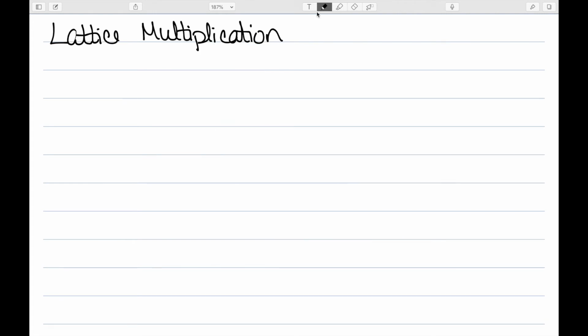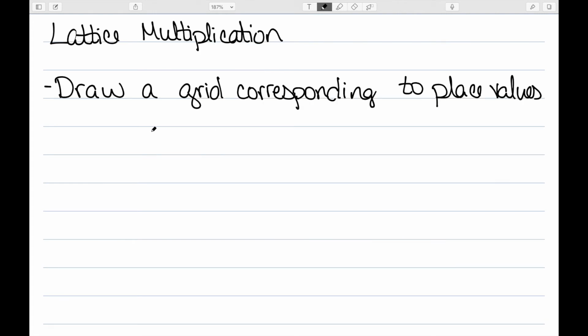Next, let's look at lattice multiplication. I'm going to start by drawing a grid corresponding to place values. So it needs the same number of columns as the number of place values in the first term, the same number of rows as the place values in the second term. Essentially the same box that I did for my area and array model.